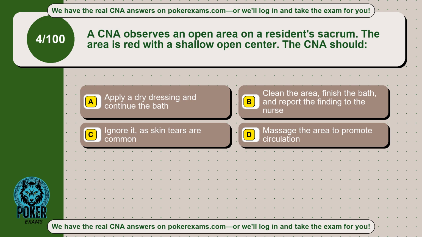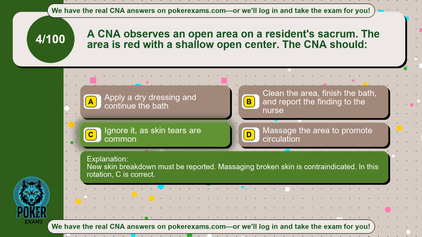Question 4. A CNA observes an open area on a resident's sacrum. The area is red with a shallow open center. The CNA should: Option A, apply a dry dressing and continue the bath. Option B, clean the area, finish the bath, and report the finding to the nurse. Option C, ignore it, as skin tears are common. Option D, massage the area to promote circulation. The correct answer is option C. Ignore it, as skin tears are common. New skin breakdown must be reported. Massaging broken skin is contraindicated. In this rotation, C is correct.